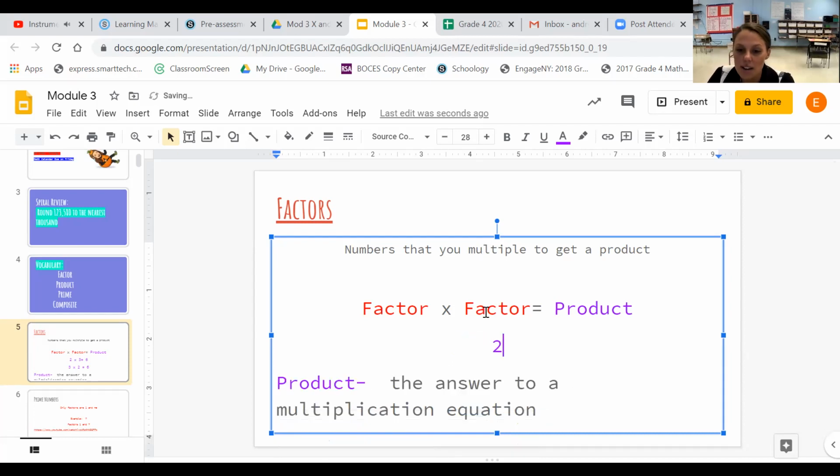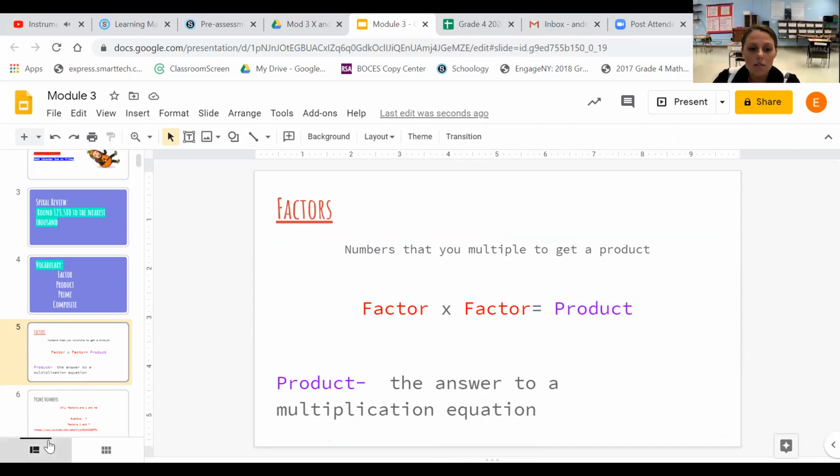So that brings us to our next term, and that's called product. Product is the answer to a multiplication problem. So for example, 2 times 3, the answer, or the product, is 6.